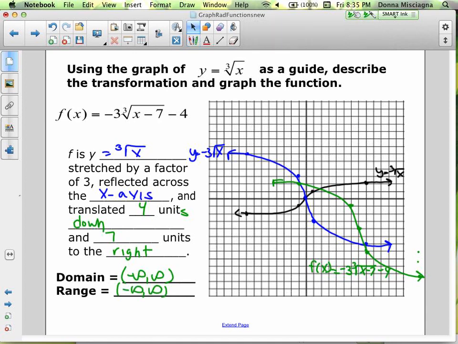You don't have a starting point. You have arrows, right? So it's going in all directions. Just like our cubic function is a domain range of all real numbers. So is a cube root. It's inverse.